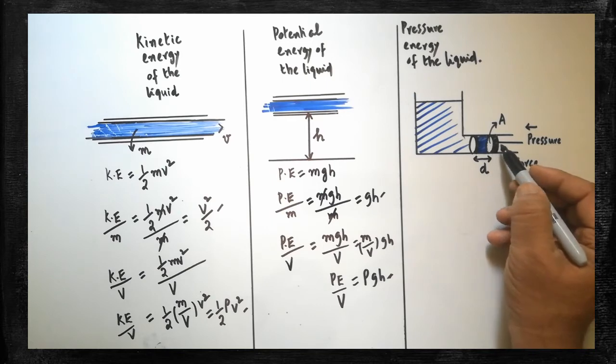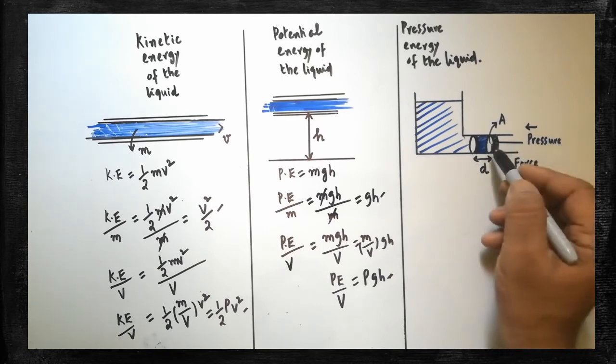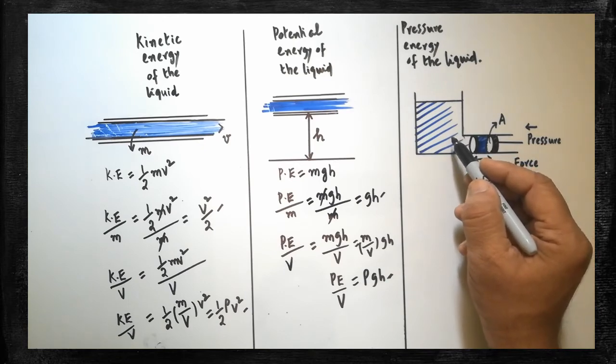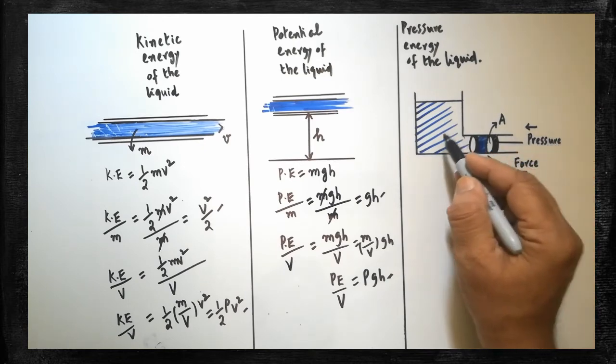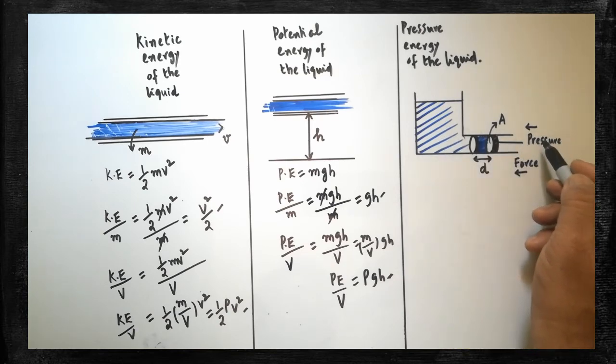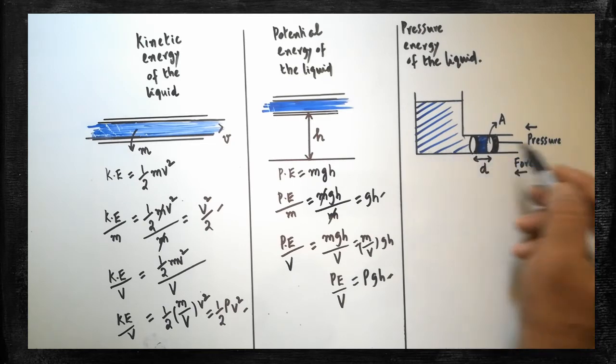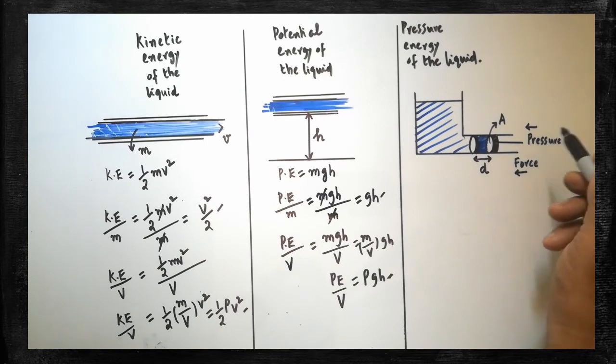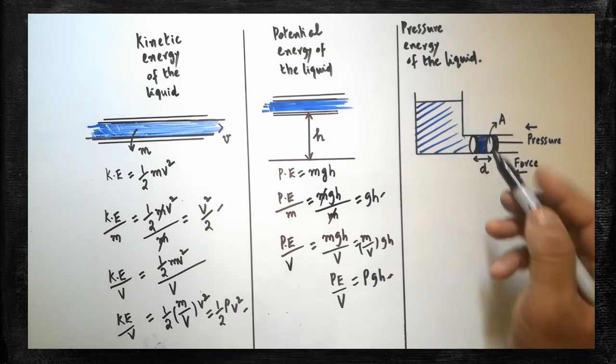Understood? So due to the application of that pressure, some work is done. That work done will be stored up here in the form of energy. The work is done by the pressure. You are pushing the piston inward. The work done by the pressure will be stored up in the form of pressure energy.